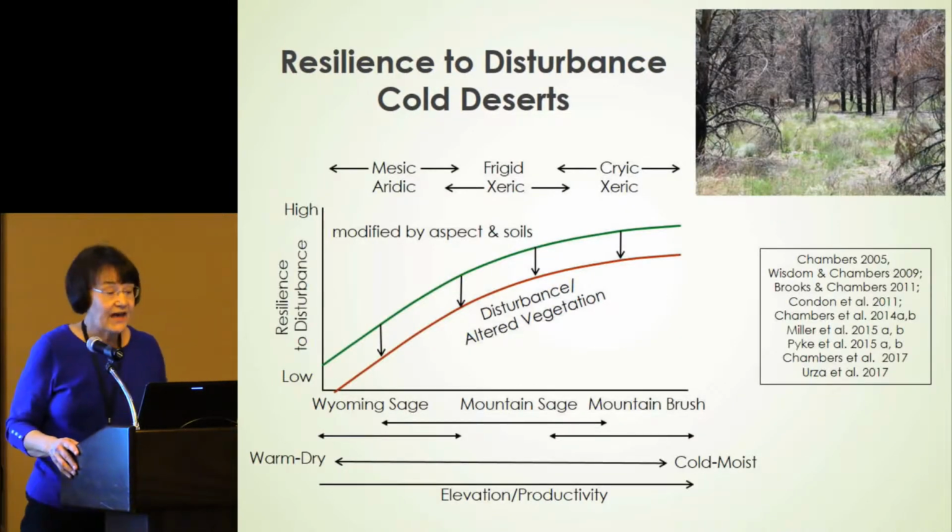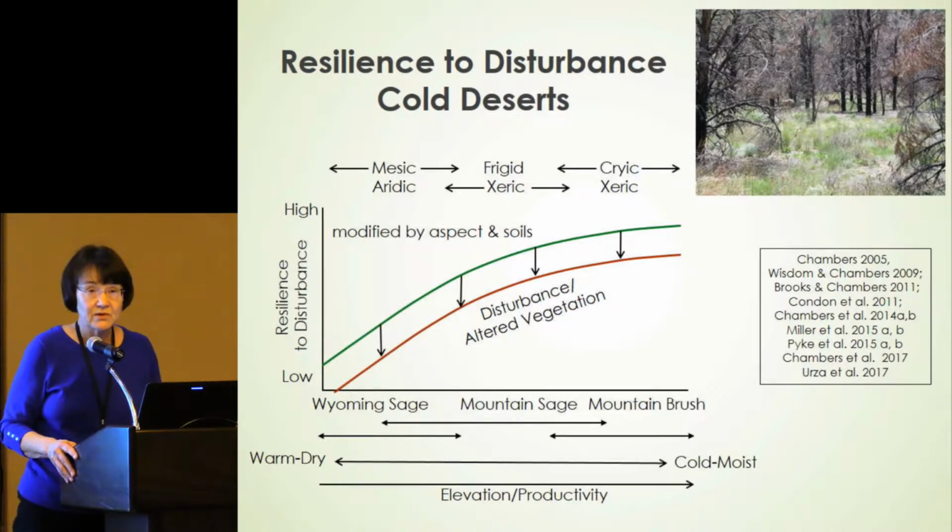Now, this graph shows that resistance to disturbance increases over elevation gradients in cold deserts, but it's modified by aspect and soils. There's a strong relationship between our dominant ecosystem types, our soil temperature and moisture regimes, and the resilience and resistance of these particular systems. Our higher elevation systems, those cold and moist mountain brush systems, are most resilient because they receive the most effective precipitation, they have the greatest productivity, and they recover more quickly after disturbances. Also, because they burned more frequently in the past, they have more fire-tolerant species.